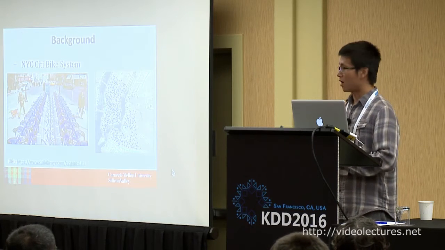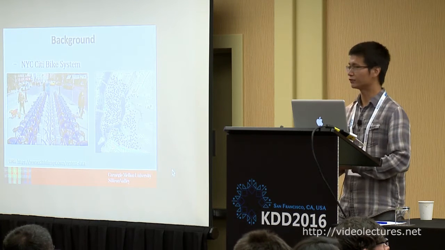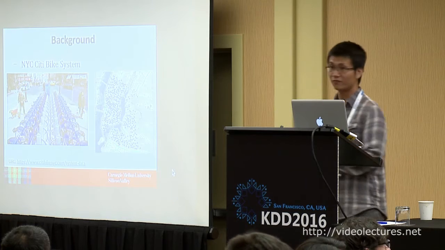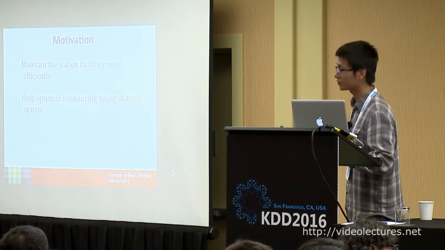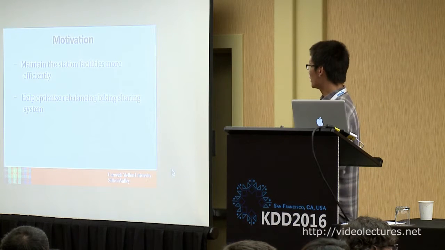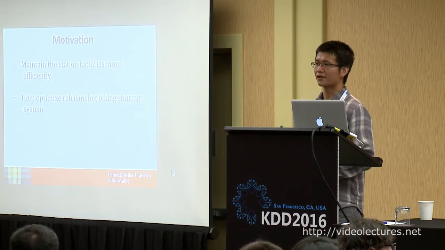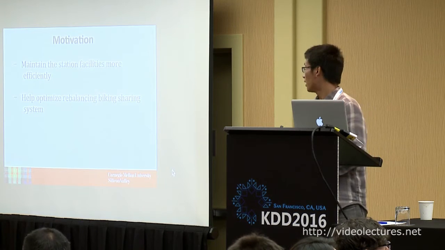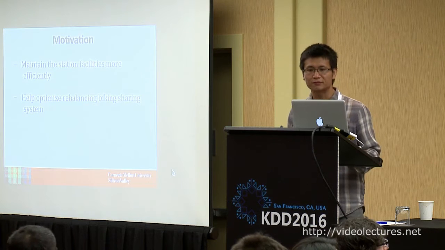To design a good rebalancing algorithm, we will first need a good prediction model for each bike station, because we know that for each bike station, their demands are usually different based on the usage. So if we have a good demand prediction model, the service provider can maintain the station facilities more efficiently. And also, that could help them develop rebalancing bike sharing algorithms smartly.